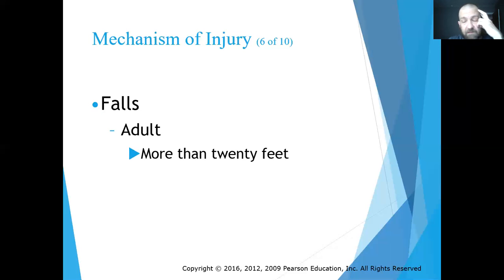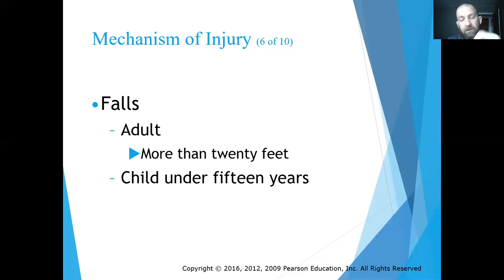And so we can have injuries all over the body, from broken bones to head and neck injuries, to soft tissue injuries, internal bleeding, all sorts of great stuff can happen to the patient. So falls more than 20 feet, that requires a trip to the trauma center, not just your regular old hospital.